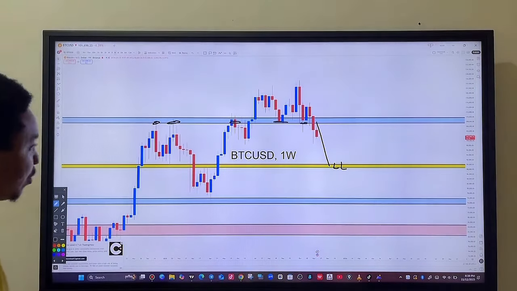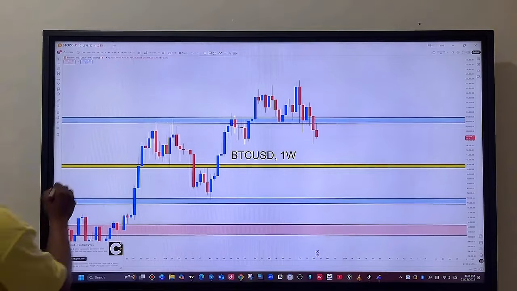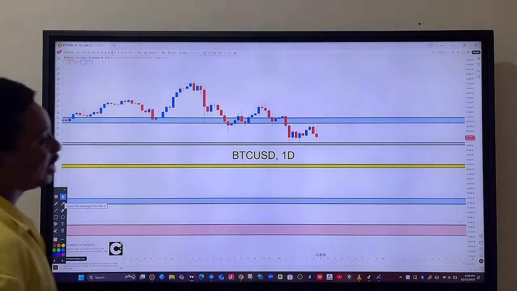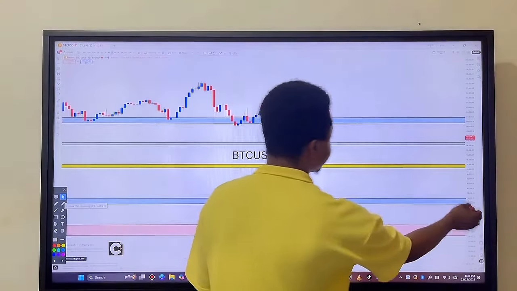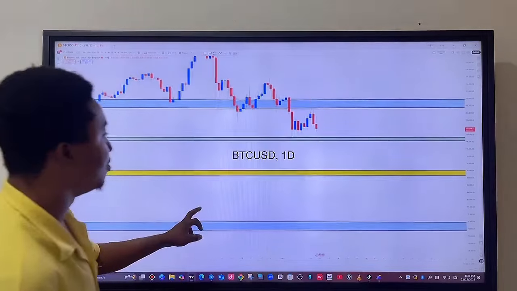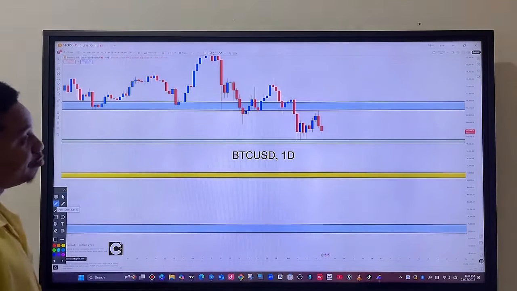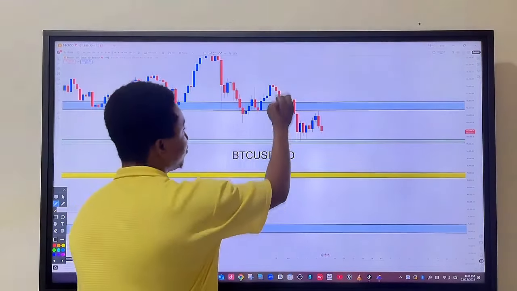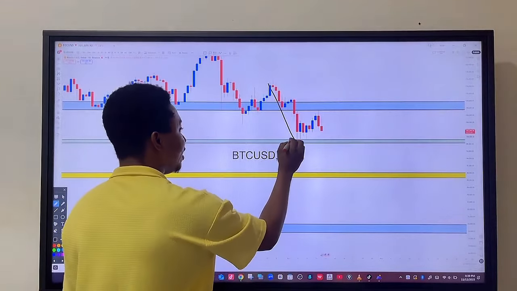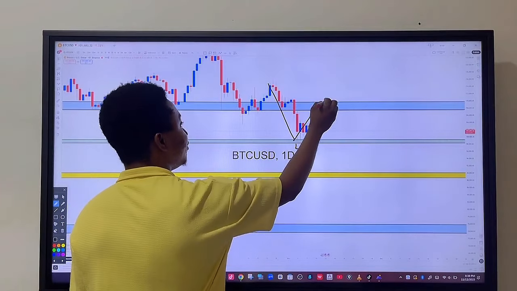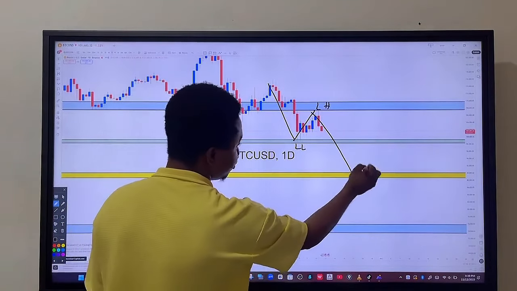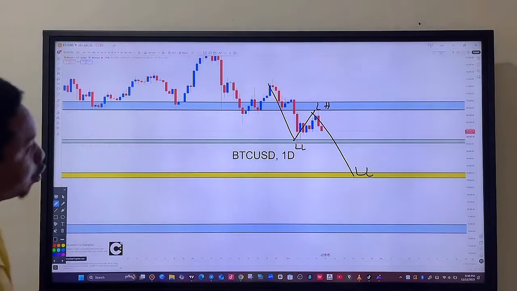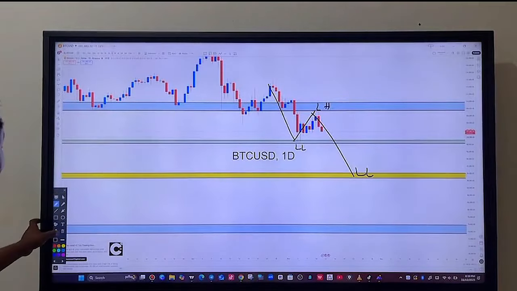So how do we pick ourselves? Let's take it again to the daily and add another meaning. This is the daily time frame of BTC USD. Now BTC on the daily time frame, we have what? A push to the downside, which is what? The daily lower low. We have daily lower high. Price must drop to complete the next what? Lower low. So this is also another downtrend on the daily, indicating that price will be falling to the downside.